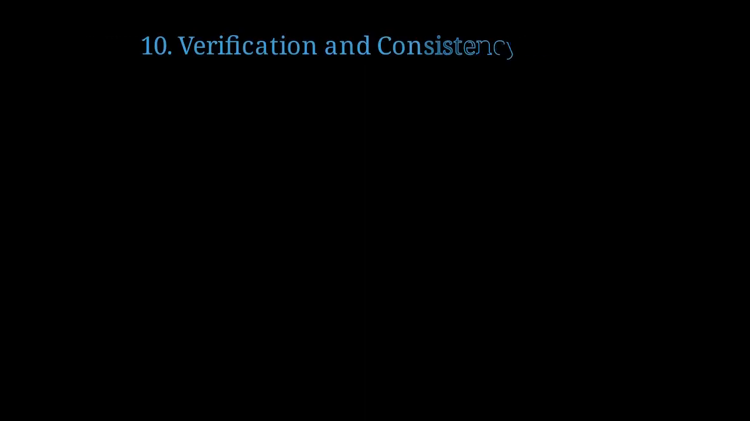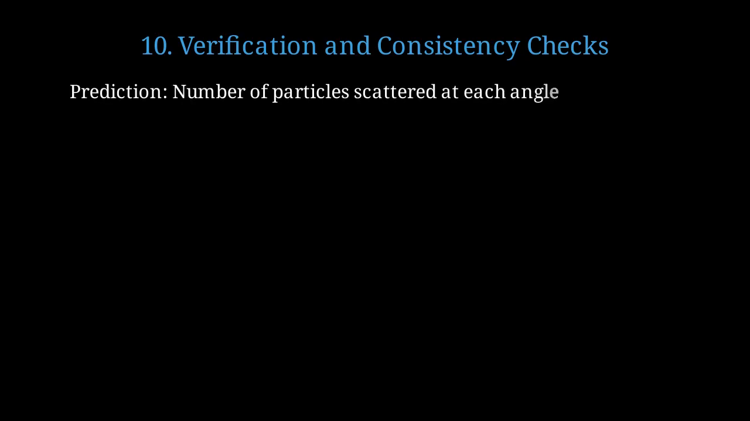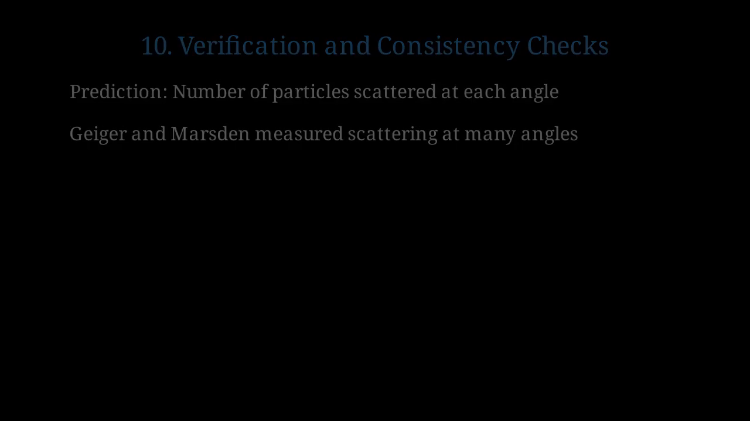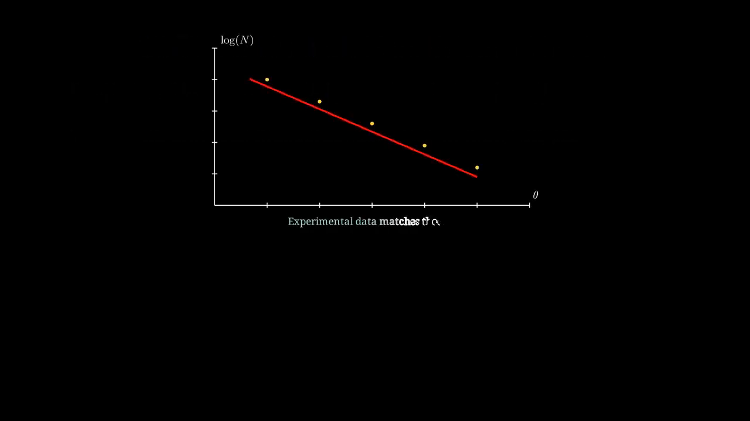How did Rutherford verify that his model was correct? Let's examine the consistency checks. Rutherford's formula predicted the exact number of alpha particles that should scatter into any given angular range. Hans Geiger and Ernest Marsden carefully measured the scattering rate at many different angles, from a few degrees up to 150 degrees. The experimental data matched Rutherford's theoretical prediction beautifully across the entire angular range, confirming the nuclear model.